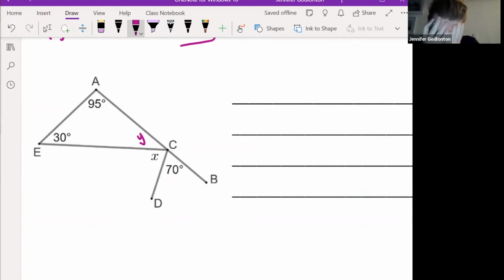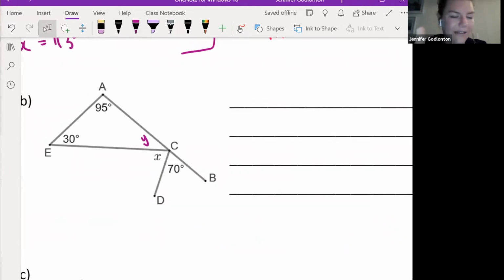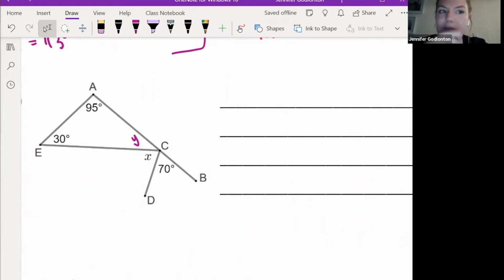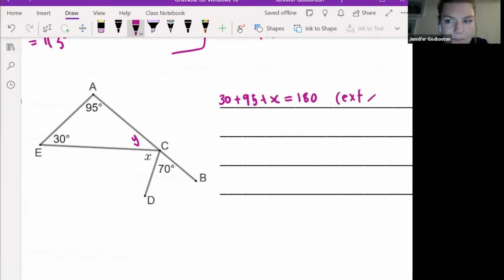Oh no, we've gone so wrong. Okay, hold on. Stop. Please, guys, do not write out what I'm writing over here. 55 is correct, but the way we worked this out is completely wrong. I want to write what you've written so I can explain why. So you said 30 plus 95 plus x is equal to 180 degrees. Okay, and then your reason was exterior angle of a triangle. Yes, ma'am. Okay, so let's just talk about this.